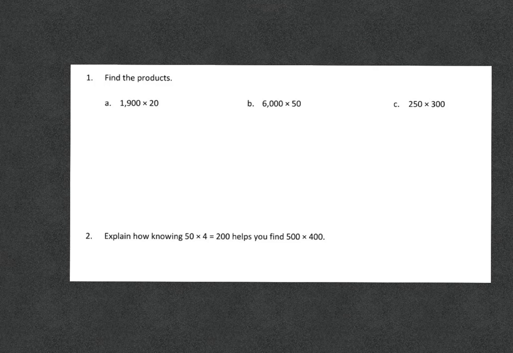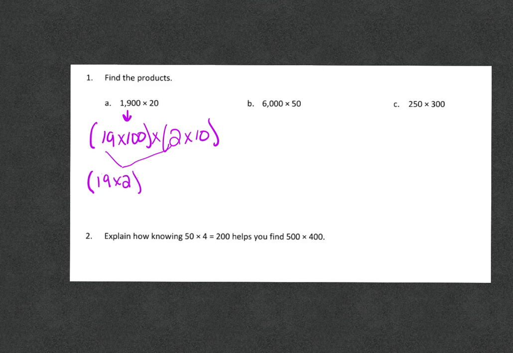So for A, you have 1,900 times 20, so you're going to break this into 19 times 100, and then times that by 2 times 10. So then we're going to take our 19 and our 2 and multiply those, and then multiply our 100 times 10, which gives us 1,000. So once you multiply your 19 times 2, it's going to give you 38 times 1,000, which is equal to 38,000.